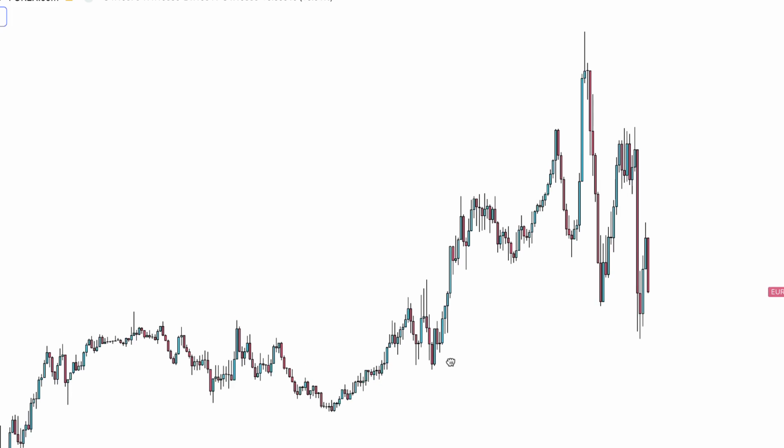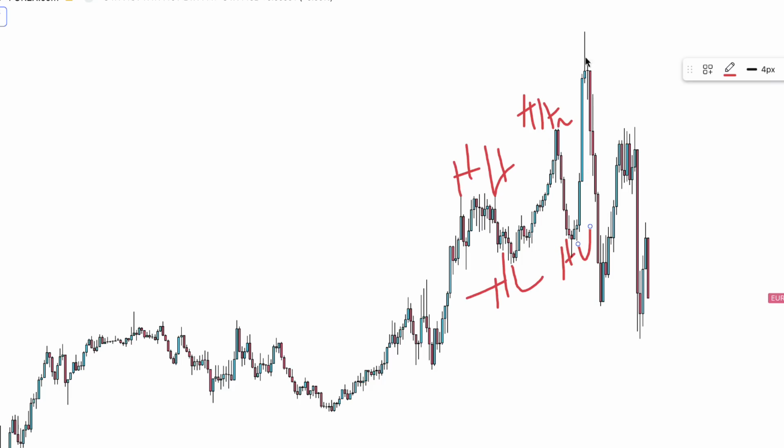Look at this. Is that not an uptrend? Higher high, higher low, higher high. You have higher high, higher low. All right, this is HH. Higher high, higher low. This is higher low rather. This is higher high, higher low.